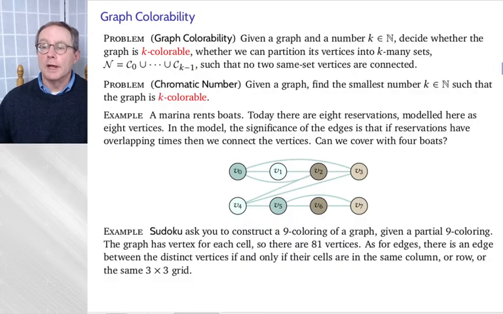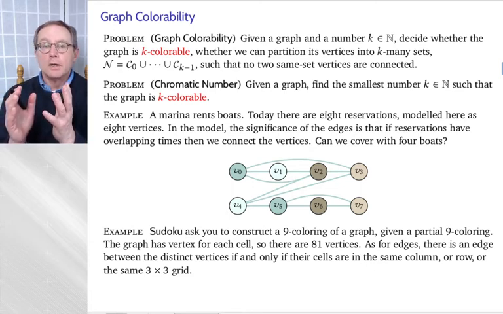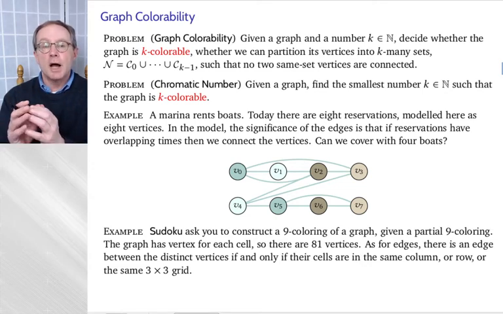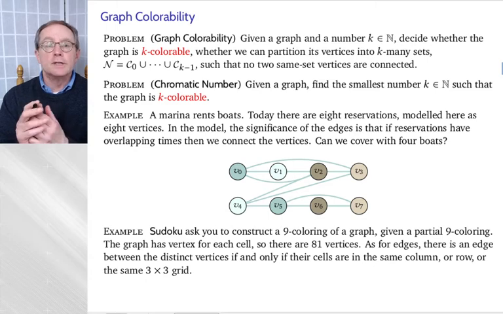So Sudoku, a familiar example, I think, asks you to construct a 9 coloring of a graph. It's presented as an array, but in fact there are relationships between the boxes, and you're given a partial 9 coloring. The graph has a vertex for each cell, so there are in fact 81 vertices. And as for the edges, there's an edge between distinct vertices if and only if their cells are in the same column. You're not allowed to use a number twice in a column. Or in the same row, you're not allowed to use a number twice in a row. Or in the same 3x3 grid.